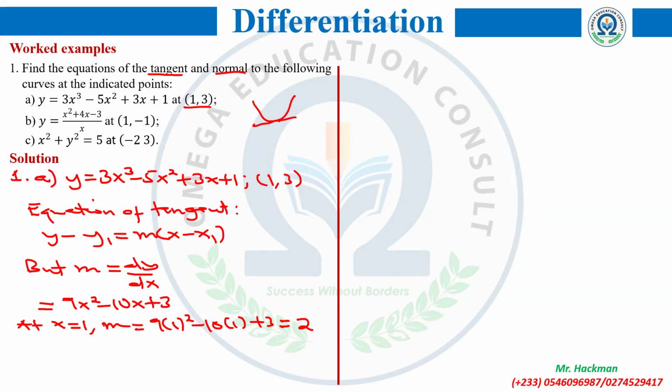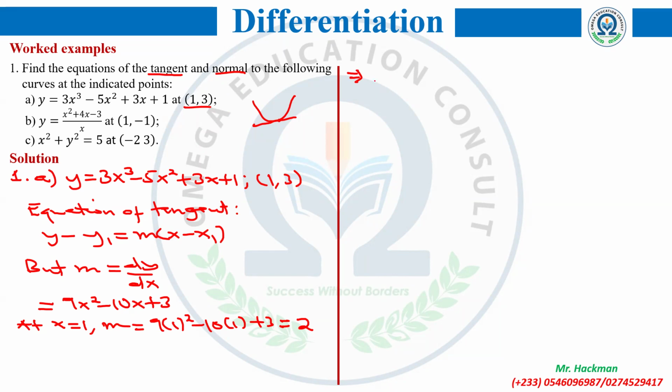Okay, so you know the gradient of the curve at that point, which happens to be the gradient of the tangent at that point on the curve. So it means we know our m, and once we know our m, we are good to go in finding the equation of what? The tangent. So I can come and write, it's only 1 point.